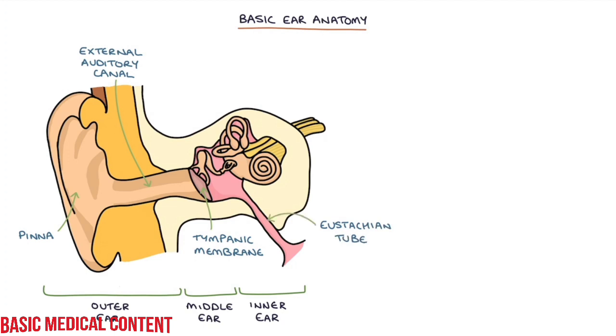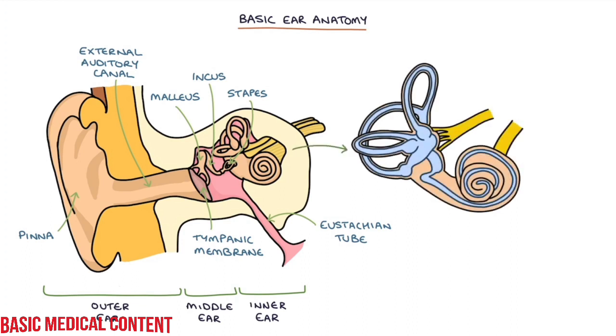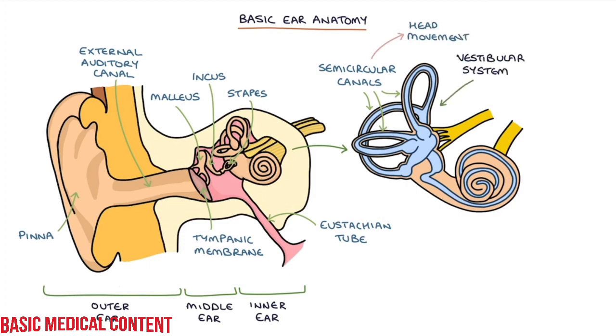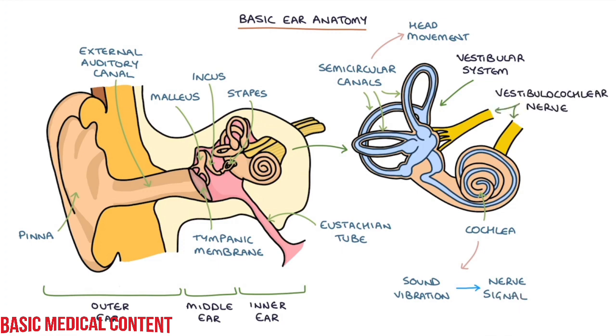connects the middle ear to the throat to equalize the pressure in the middle ear, the malleus, incus, and stapes are the small bones in the middle ear that connect the tympanic membrane to the structures of the inner ear. The semicircular canals are responsible for sensing head movement, and this is the vestibular system. The cochlea is responsible for converting the sound vibration into a nerve signal, and the vestibulocochlear nerve transmits nerve signals from the semicircular canals and the cochlea to the brain.